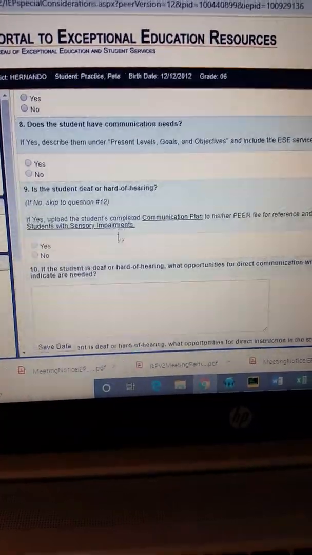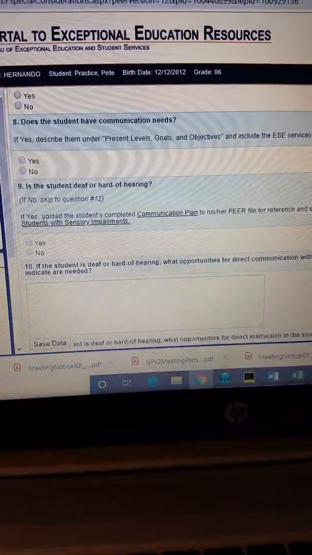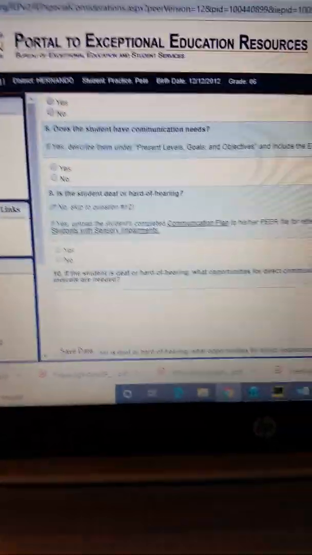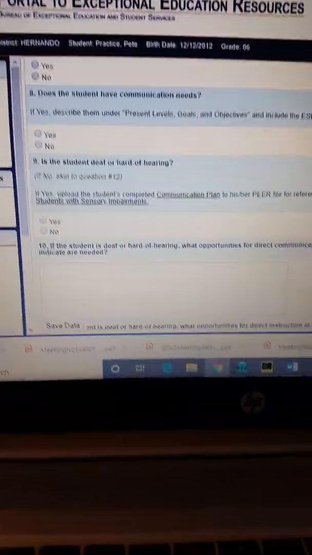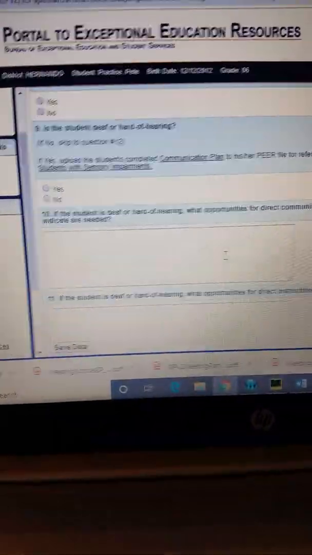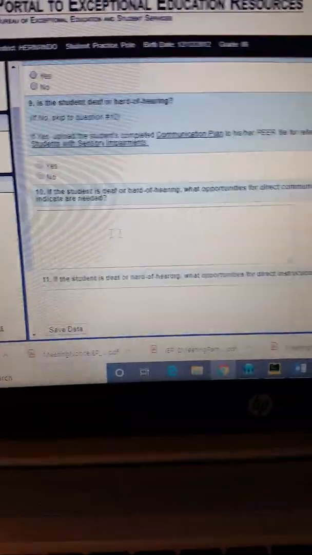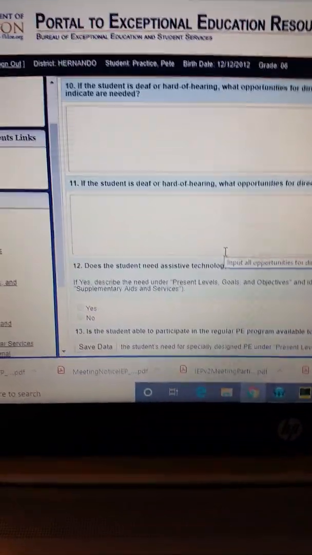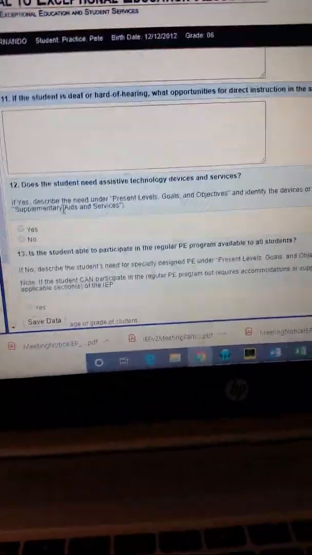If they're not, you can skip to number 2. If they are, again, you have to print out the Florida Educational Opportunities for Students with Sensory Impairments. And then you're just filling this out, and the DHH teacher will help you with this and figure out what they're doing for the student for their communication plan.